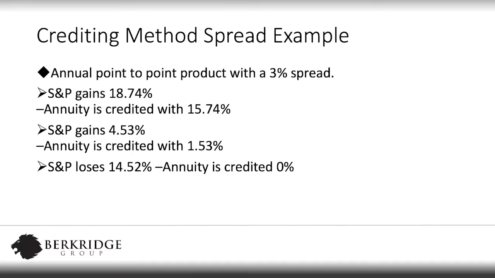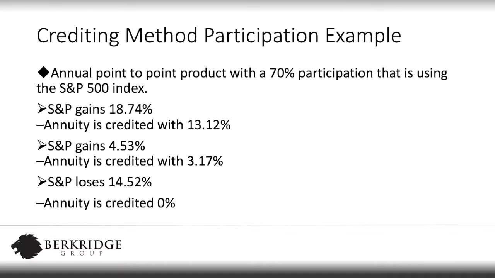The spread example. Annual point-to-point with a 3% spread. Imagine no cap, and imagine a floor of 0. S&P gains 18, we're credited 15. 18 minus 3 is 15. We gained 4.5, we're credited 1.5. We lose 14%, we're credited 0. There's your spread.